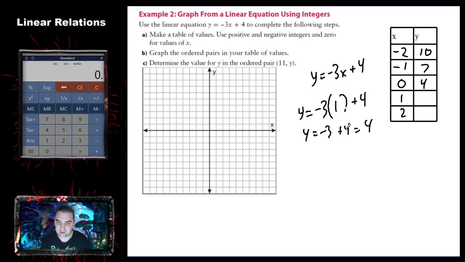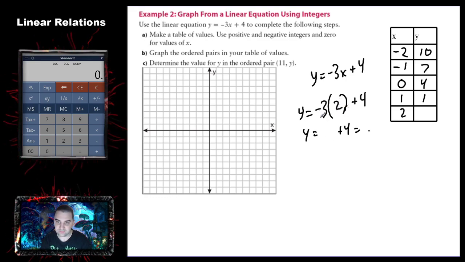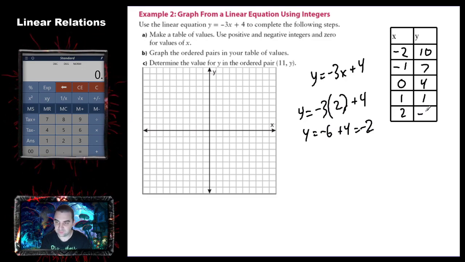-3 times 1 is -3. -3 plus 4 is positive 1. All right, and the last test value that we're going to do here is positive 2. So positive 2 times negative 3 is negative 6, and I end up with negative 2 here.